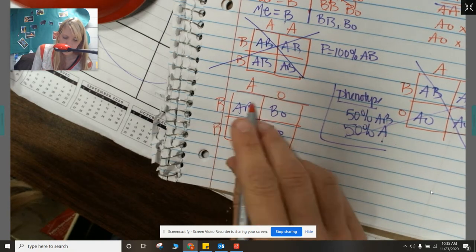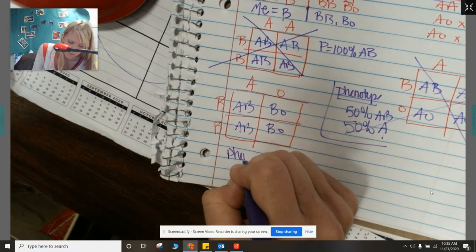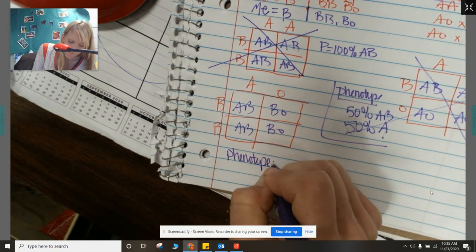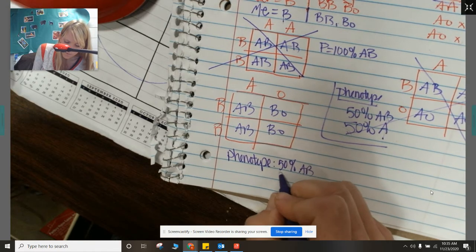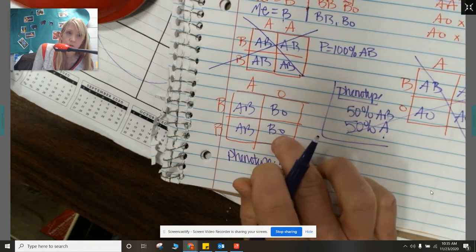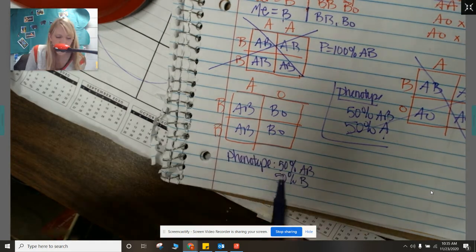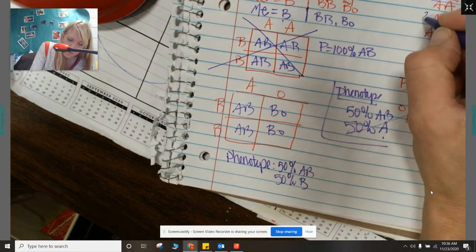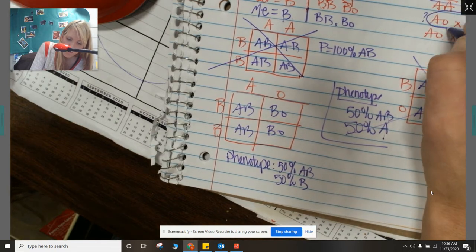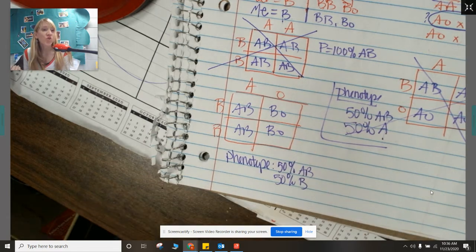Okay, so let's see. What's the phenotype here? 50% AB. 50% what? What's this one called? B. Very good. Could this be it? Let's check. Me, B. Yes, this is a possibility. Maybe. I'll circle it. Let's do the last one because we never know.